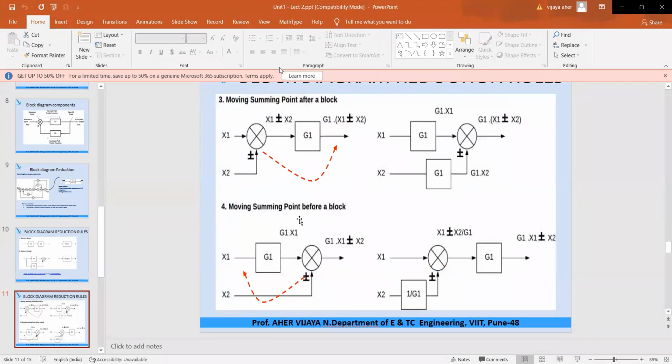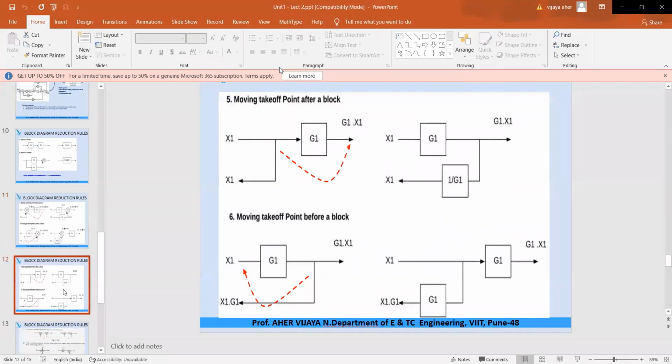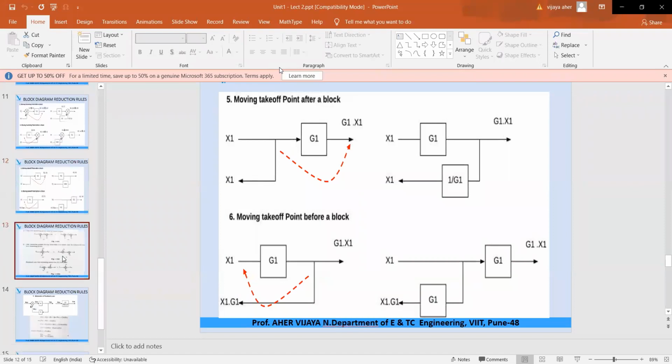Fourth rule is moving summing point before a block. So this is the block diagram I have explained to you how to reduce. Then next fifth rule you have studied, that is moving takeoff point after a block. So this is the situation and we are moving takeoff point after a block. With such a block diagram you can replace this. Rule number 6, moving takeoff point before a block. So takeoff point is moving before a block. So this is the diagram with equation I have explained in last lecture.